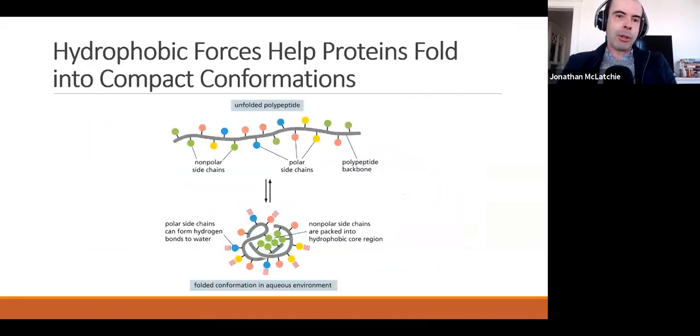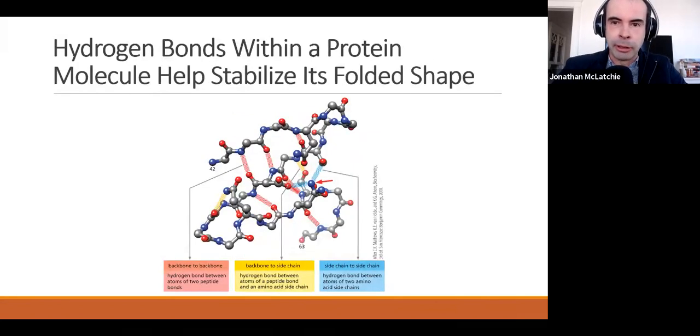And hydrophobic forces help proteins to fold into compact conformations. The polar amino acid side chains tend to be displayed on the surface. So these are hydrophilic amino acids, and they can interact with water. And the non-polar amino acid side chains, the hydrophobic ones, are buried on the inside to form this tightly packed hydrophobic core of atoms that are hidden from water. Okay, so that's just a little bit of the basics of protein folding.